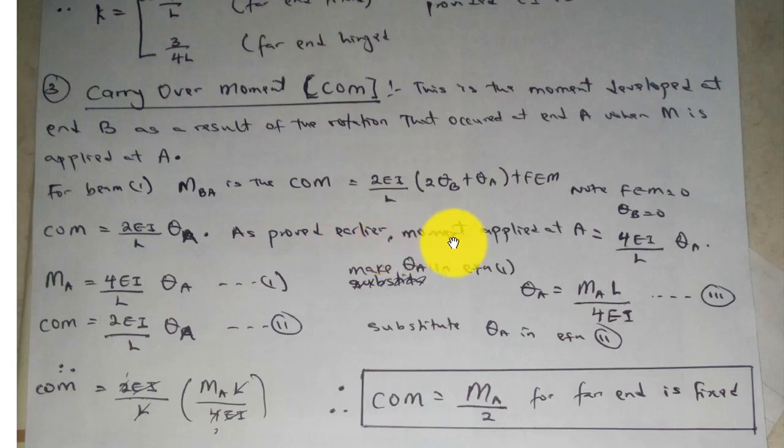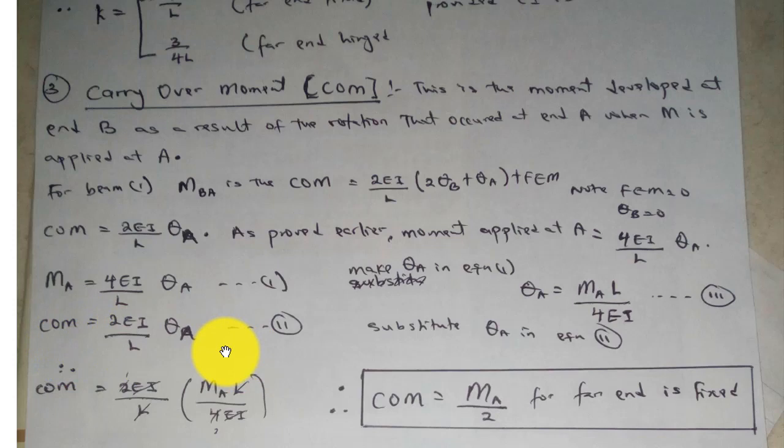And as proved earlier, we said the moment applied at A is equal to 4EI over L theta A. So if you now make theta A the subject of the formula, theta A will give you MAL over 4EI. So this theta A, you now have to substitute into this carryover moment equation. So you now have the carryover moment equation equal to 2EI over L theta A.